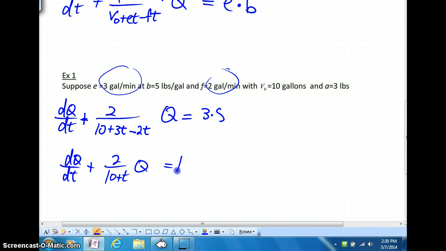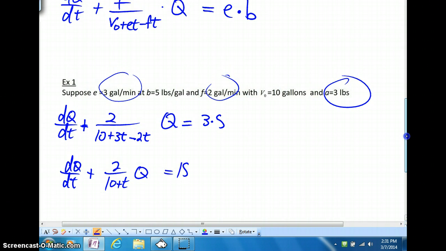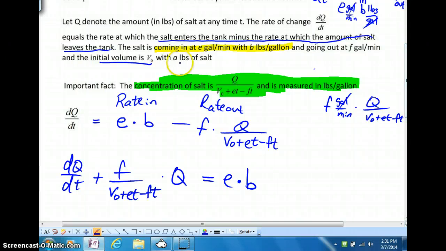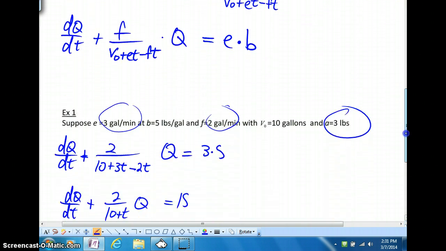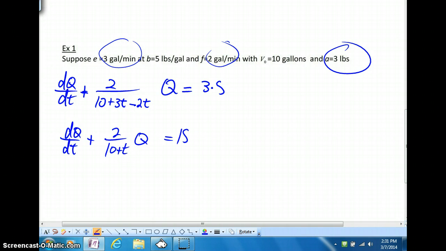And over here we've got 15. By the way, forgive me, I forgot to mention this other part of the problem. We are beginning with A. A is always the amount of salt that we start with. I think I might have rushed through that part of the problem. The initial volume is V naught, and A is the pounds of salt when we have V naught. So A is your beginning amount of salt. It's what Q is equal to when t is equal to 0.